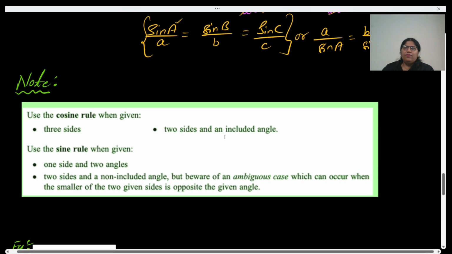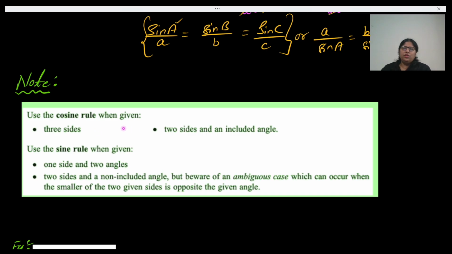Now other than that, before we start solving questions, you have to remember: we use the cosine rule when the three side lengths are known, or two sides and an included angle, meaning the angle between those two sides is known. We use the sine rule when one side and two angles are known, or two sides and a non-included angle are known. But beware of the ambiguous case, which can occur when the smaller of the two given sides is opposite the given angle. You will see some questions where there is ambiguity. You can use sine or cosine rule both, so based on the given information, you can decide.